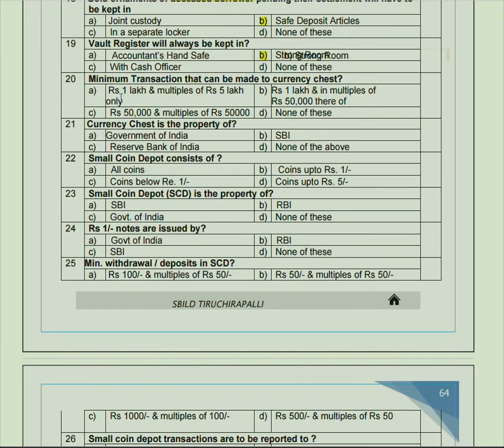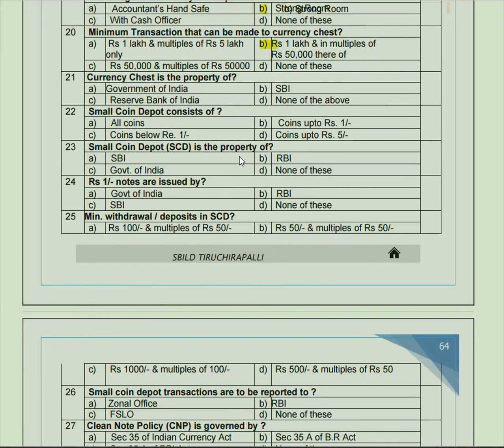20. Minimum transaction that can be made through currency chest. So it's B. 1 lakh and in multiples of 50,000 thereof. So like 1 lakh, 1.5 lakh, 2 lakh, 2.5 lakh, like that you can do to a currency chest. So currency chest is the property of, as we already seen, Reserve Bank of India.